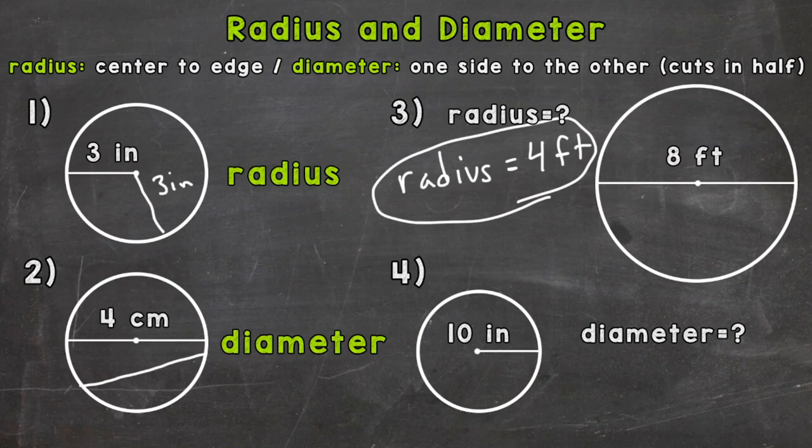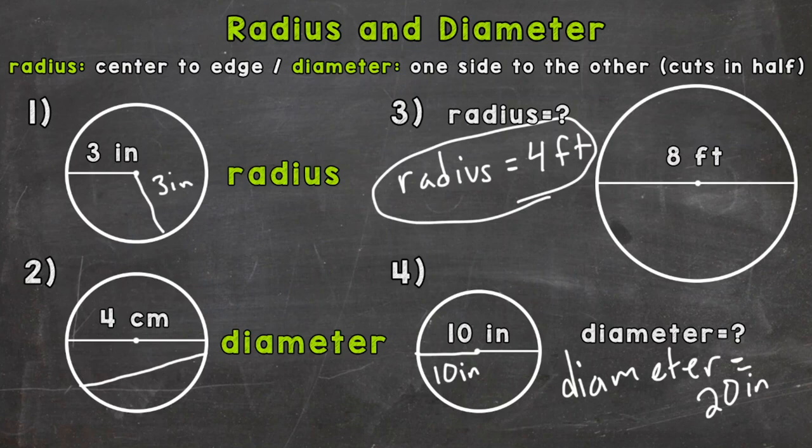Now for number 4, we're going to do the opposite. So we're given the radius of 10 inches and we need the diameter. So we do the opposite. We need to multiply that radius by 2 because we have 10 inches plus another 10 inches here to give us a total of 20 inches. So if we're given a radius, we just need to double that and we have the diameter.